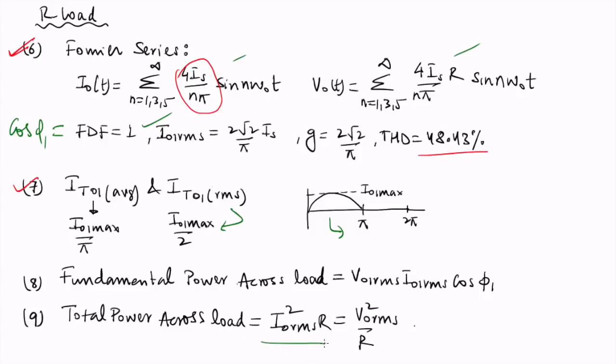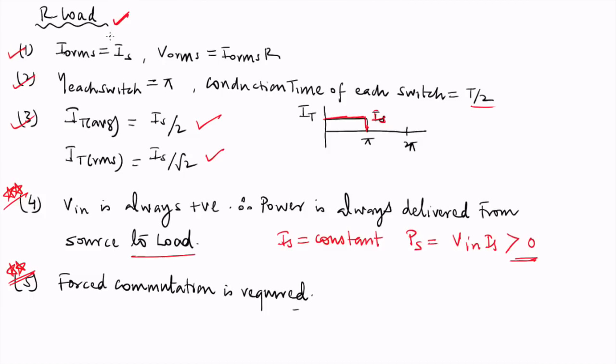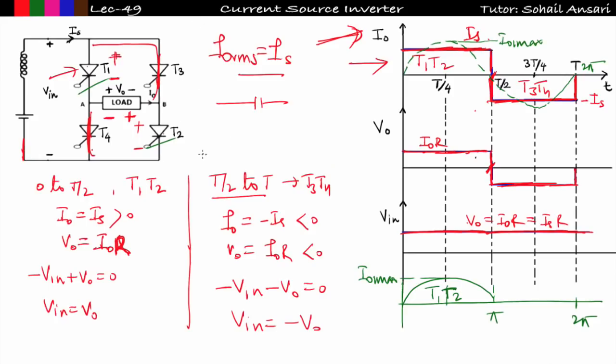This is nothing but the total RMS component of current squared, multiplied by R. So I naught RMS square into R, or you can write V naught RMS square by R. So this much concept you need to understand in the single phase current source inverter containing R load. So what is the key point that you need to keep in mind? The key point is, in case of R load, natural commutation or load commutation is not possible. Here force commutation is required, which means we have to attach an external commutation circuit to turn off all these thyristors. This is the important point.